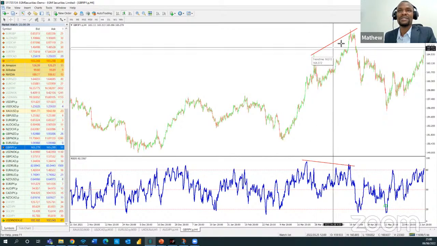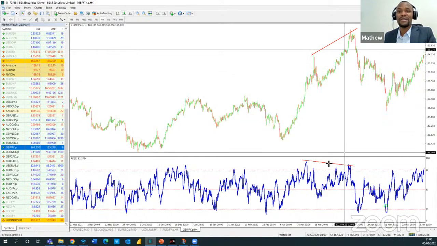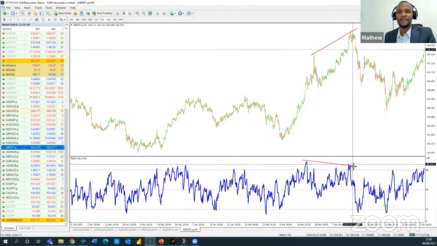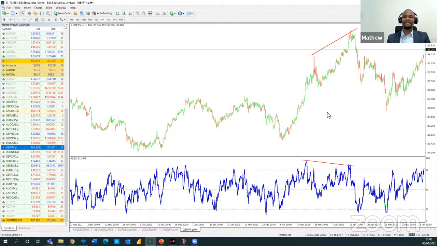The price is making higher highs, right? This is a higher point. This is a higher high. But then look, the RSI is not trending higher. Yeah, it's a lower high point. So look at the fall that happened. So that's another example you could have used in that case.